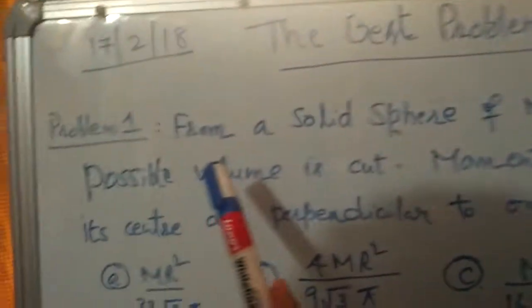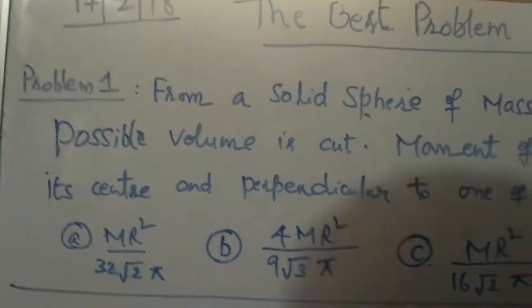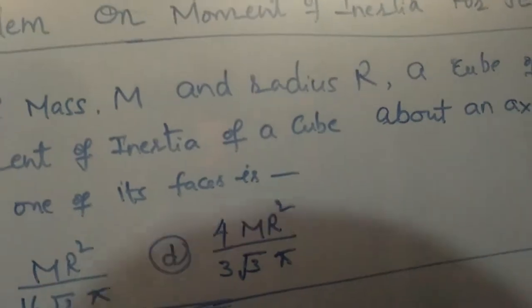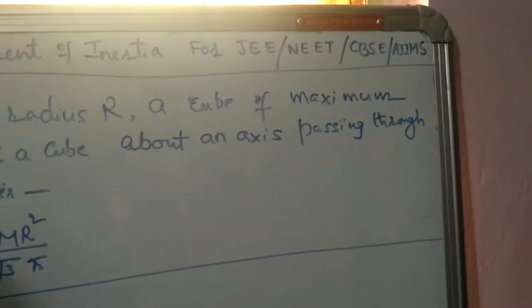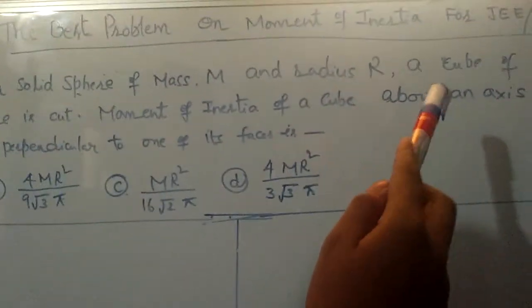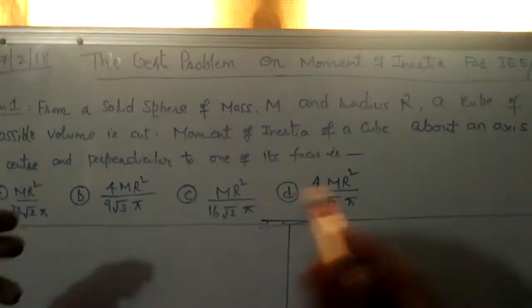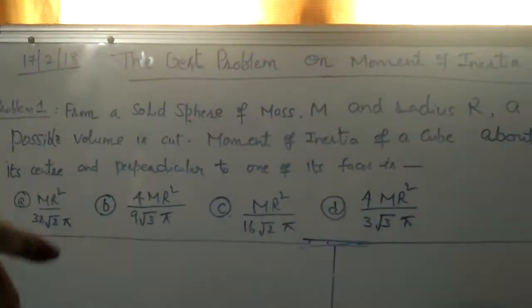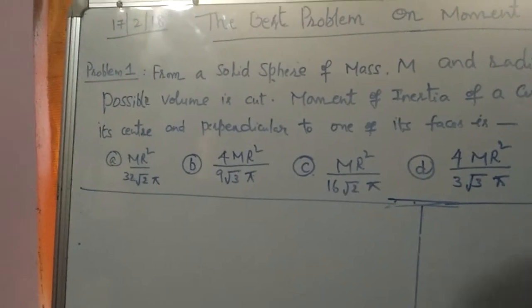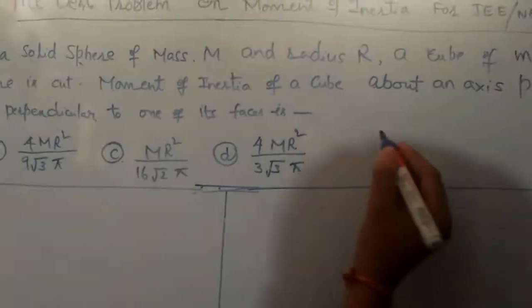Here is a problem in which we are having a solid sphere of mass m and radius r, from which a cube of maximum possible volume is cut. We need to find the moment of inertia of that cube about an axis which is passing through its center and which is perpendicular to one of its faces. So let's draw a rough diagram of this.